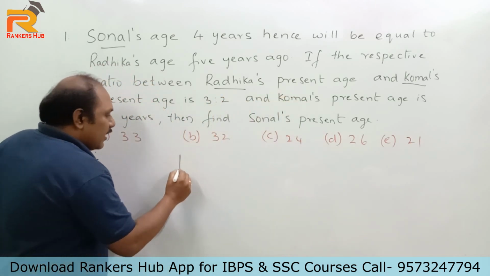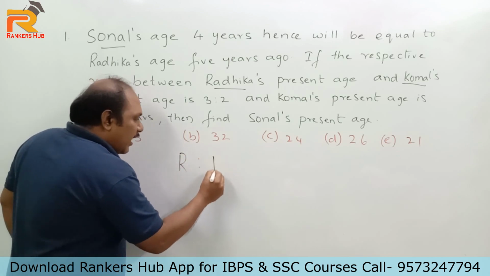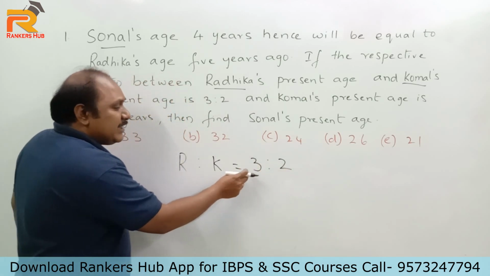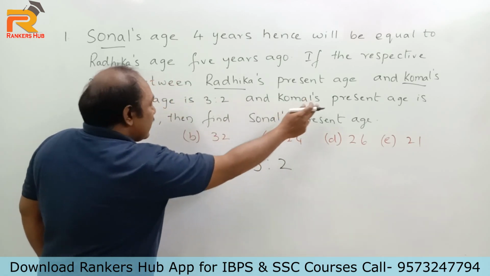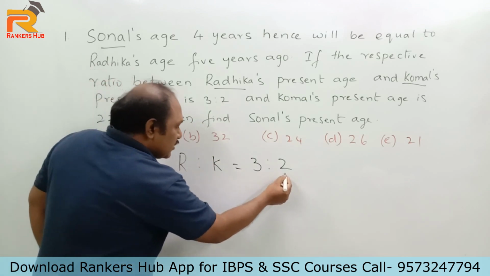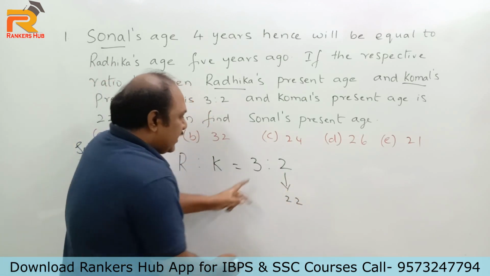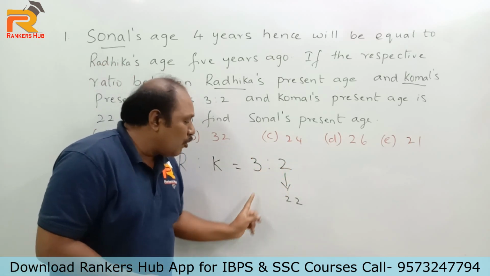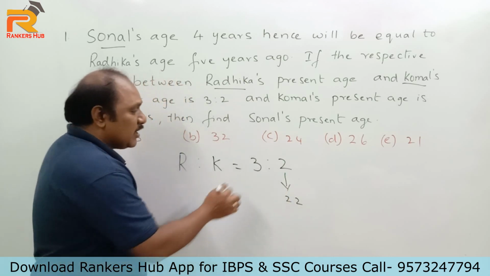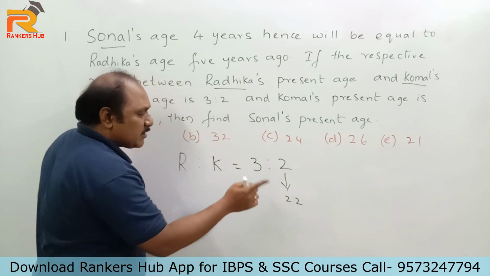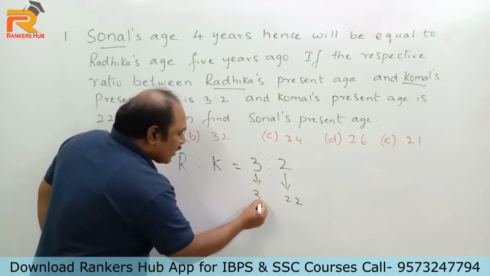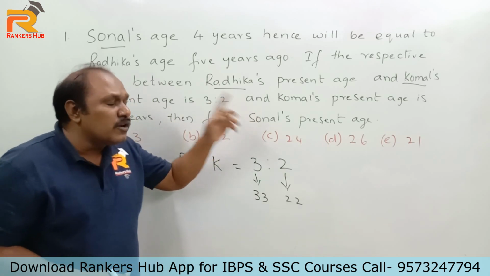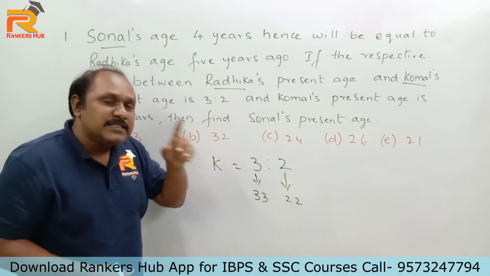If you see here, R is Radhika and K is Komal. Their present ages are in the ratio of 3:2. And he is saying that Komal's present age is 22 years. So, this is 22. See, a ratio may or may not be the actual values. But here he has given Komal's actual age, that is 22 years. 2, how many times is 22? 11 times. So, 3 times 11 obviously should be 33. So, Radhika's present age should be 33 years. But here we are asked about Sonal's present age.